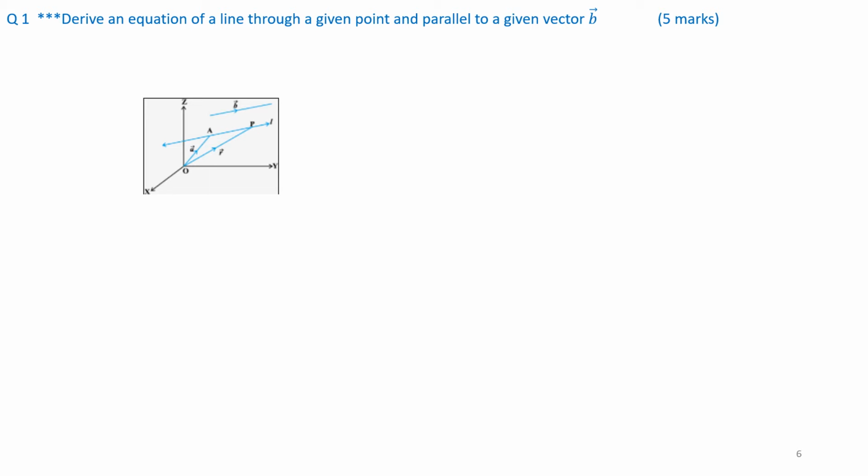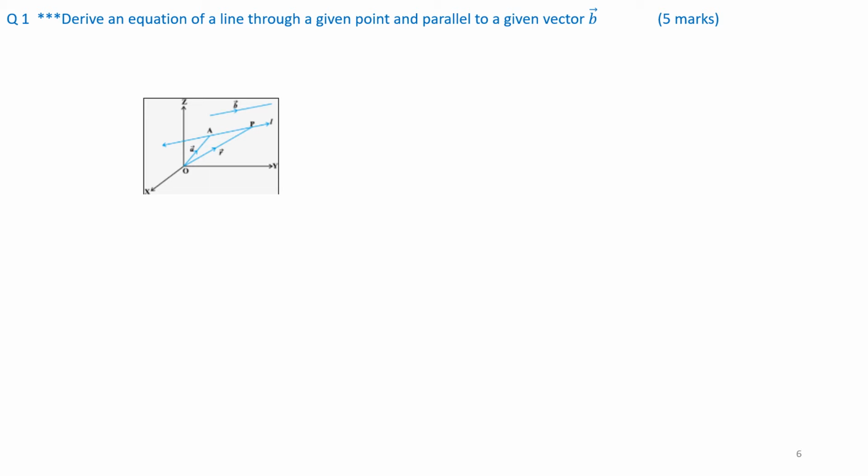Now, we'll study a line, which is uniquely determined if it passes through a given point and has a given direction, or if it passes through two given points. This is a very important part of your syllabus. You may surely get a 5 marks question from any of the 3-4 derivations which we are going to learn hereafter. The first derivation is: derive an equation of a line through a given point and parallel to a vector B.